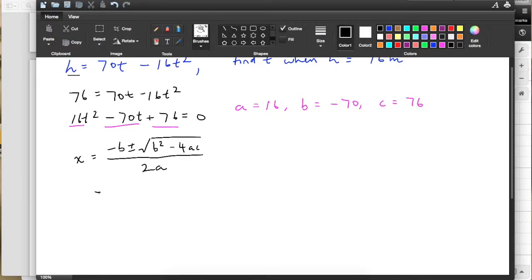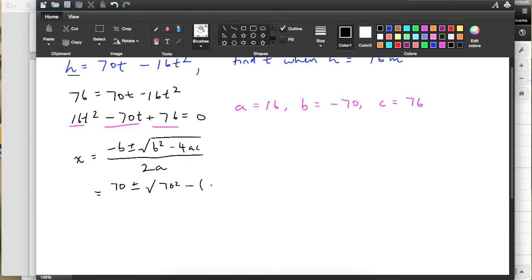So x equals negative b. b is negative 70. You could write negative 70, I'm just going to write 70 because the two negatives cancel each other out and you're left with a positive. Okay, so 70 plus or minus negative 70 squared. Now again, negative 70 squared is the same as 70 squared, so I'm actually going to just write 70 squared. Okay, that's up to you. You're not correct or incorrect either way. You're just using your judgment there.